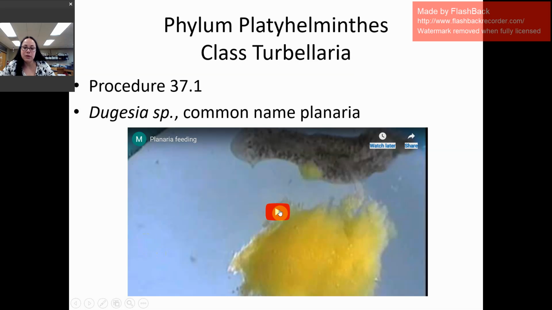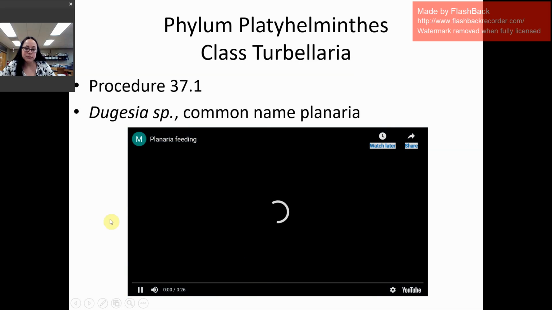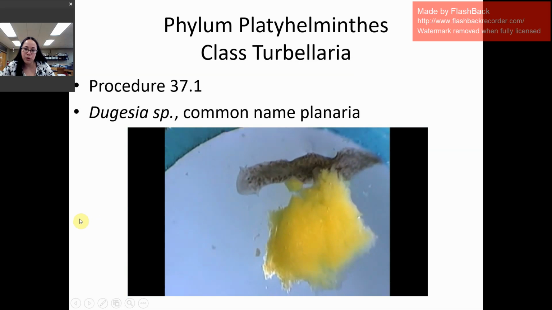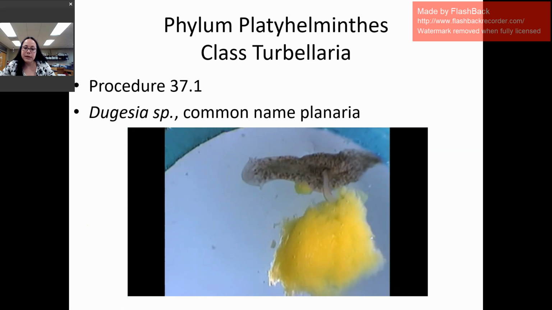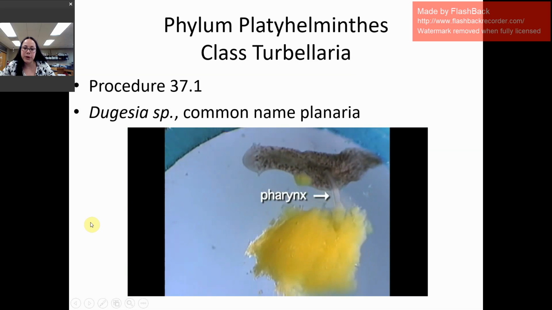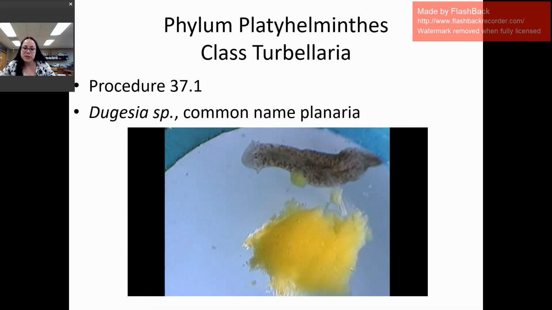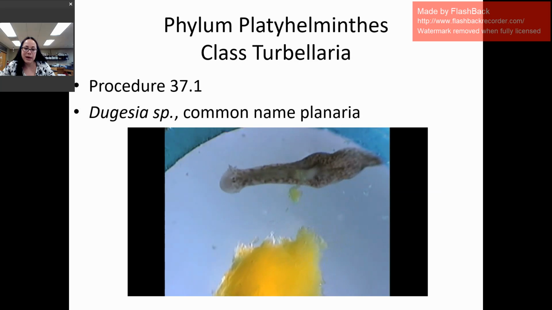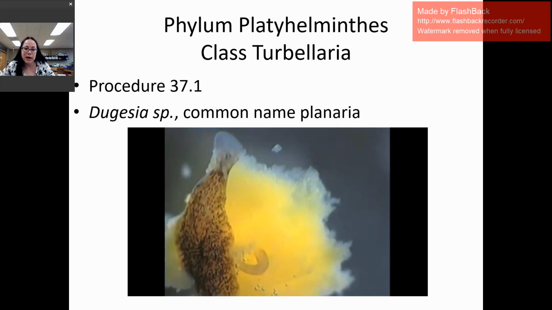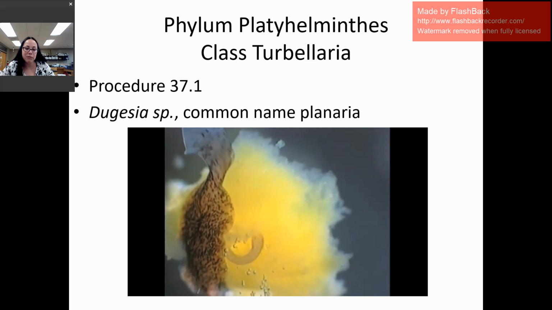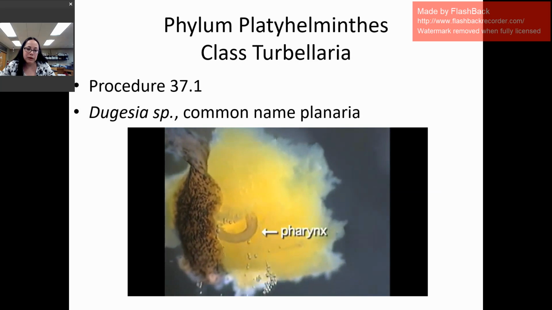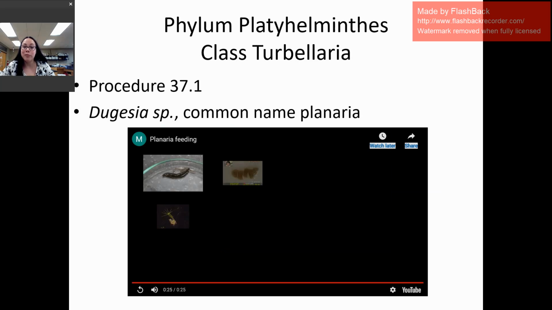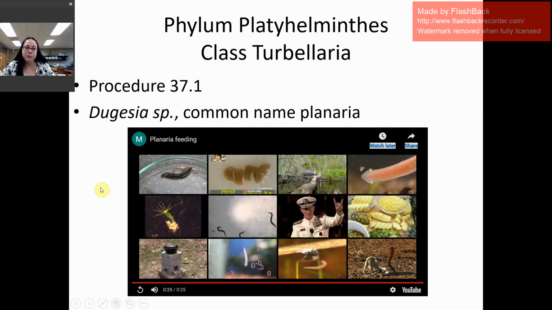Okay, so I'm going to play it. The yellow thing is their food. So you can see they're actually feeding them egg yolk. And you can see the pharynx pointed on it. You can see it moving in and out of the body. You can see their head wiggling around and their little eyes. Here you can see how flat they are. And so if you would have been here, you would have been able to see that.